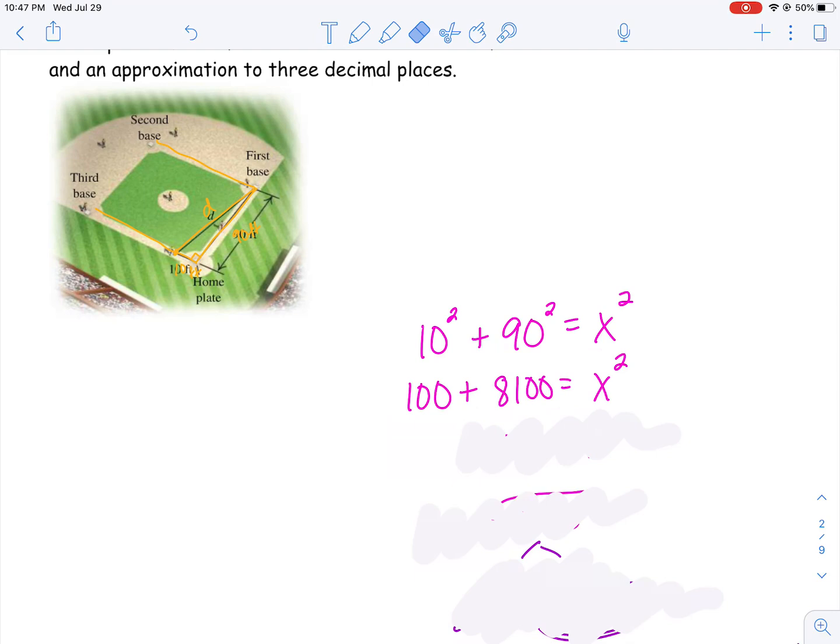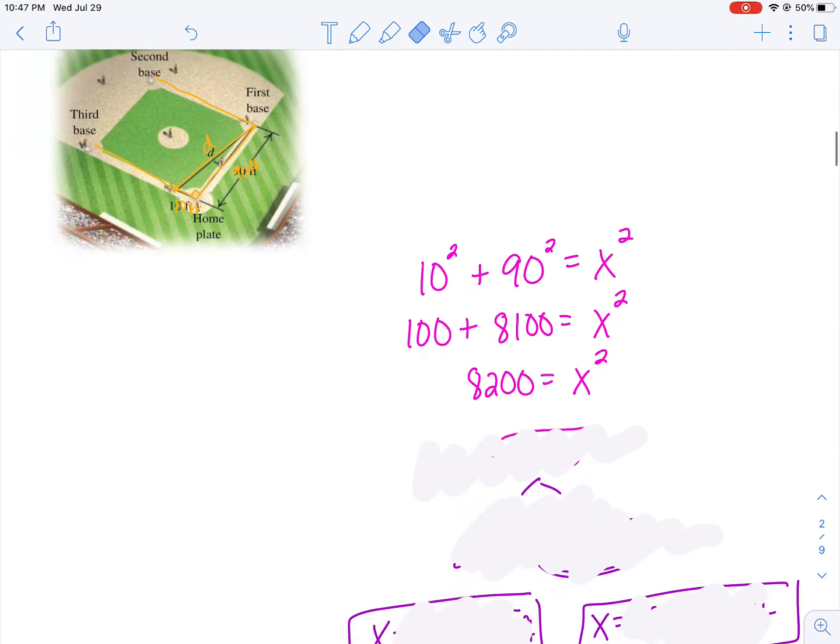Let's go ahead and simplify that left side. 10 squared is 100, 90 squared is 8,100. Combining like terms, I ended up getting 8,200 equals x squared. Now if I want to get x by itself, we've got to get rid of that square, right? Remember, the function that cancels out a square is square rooting, the inverse function. So I can use that square root property and square root both sides of my equation. The square root and the square cancel, and I'm left with x equals. Now we've got to figure out what the square root of 8,200 is. Technically, x equals plus or minus the square root of 8,200, right? Positive and negative would both work in the equation.